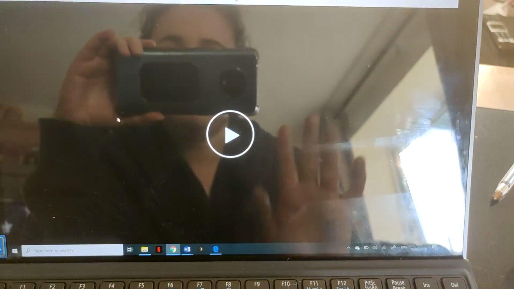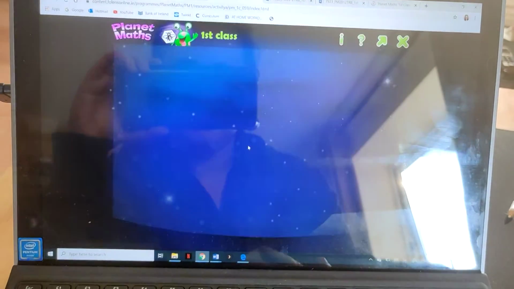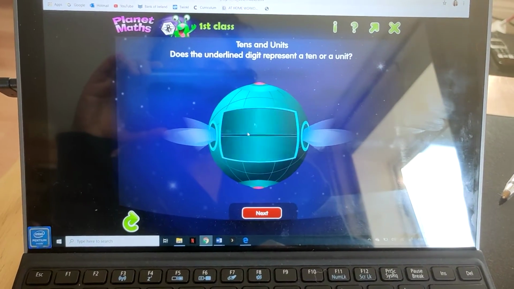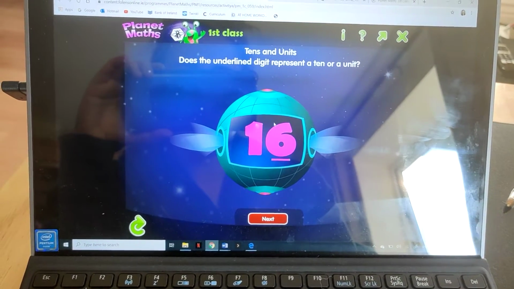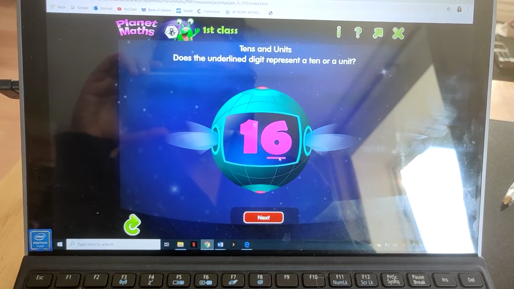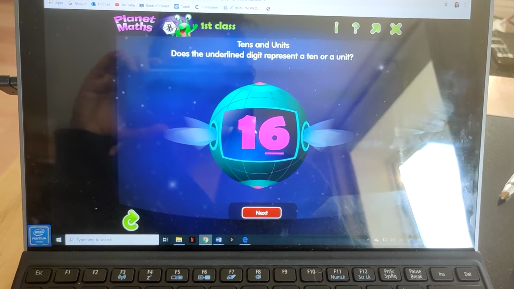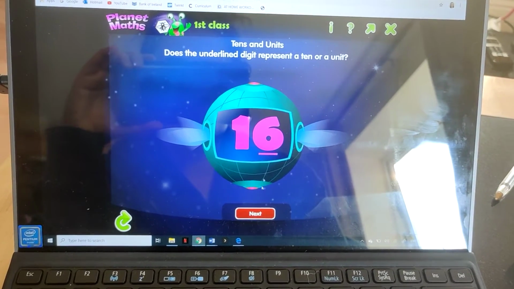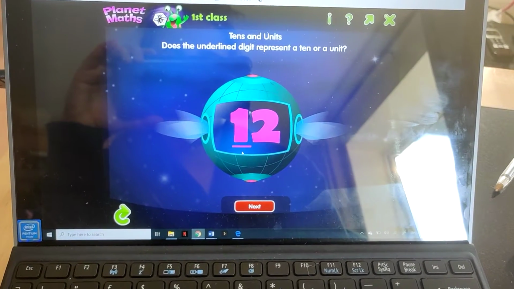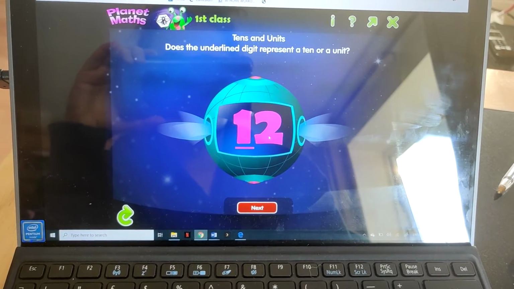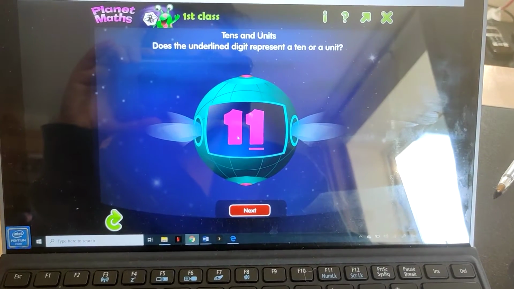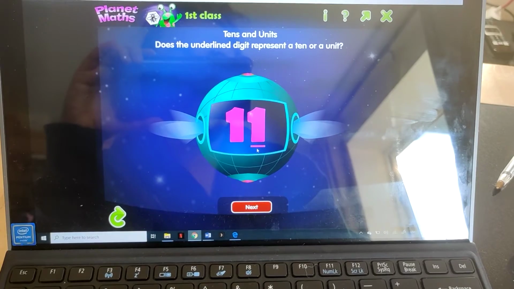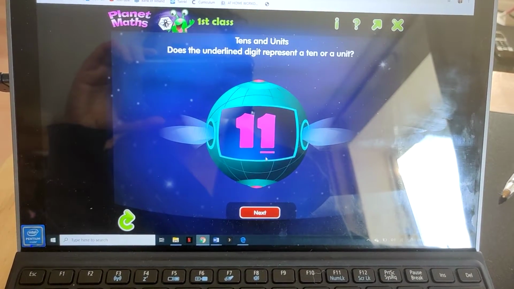So if we open this up, it'll bring the children onto this page, and they have to tell you what digit is represented by the line. So what is being underlined now, the tens or the units? This is the number 16. There's one 10 and 6 units. The units is underlined. This is the number 12. It has 1 10 and 2 units. The 10 is being underlined. This is the number 11. It has 1 10 and 1 unit. The unit is being underlined. And so on, so forth.